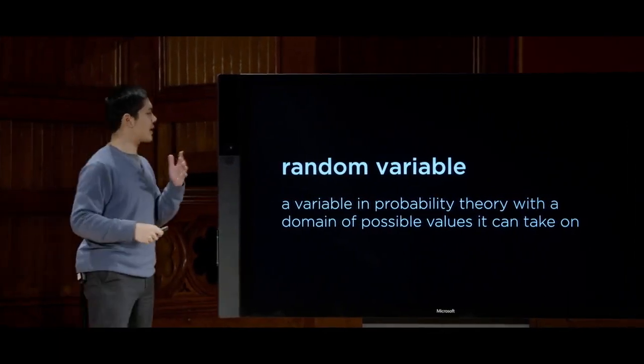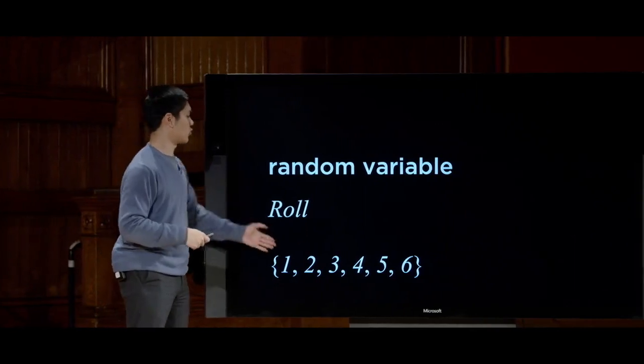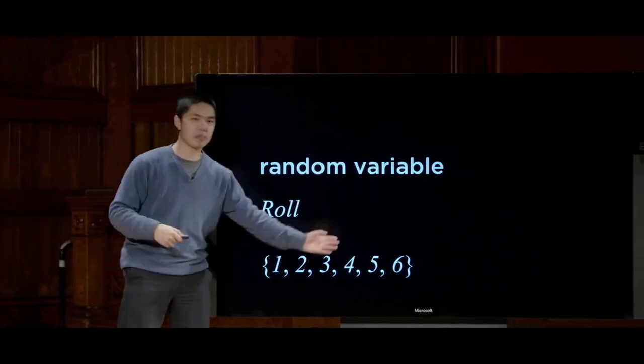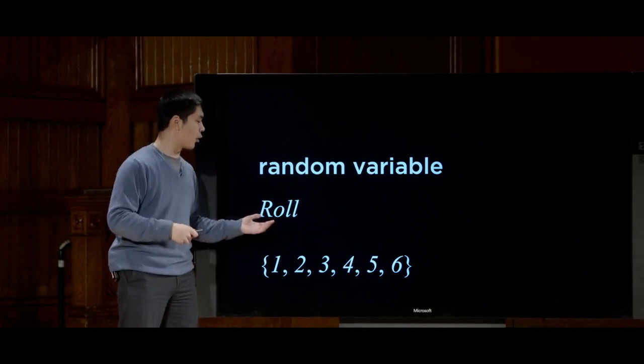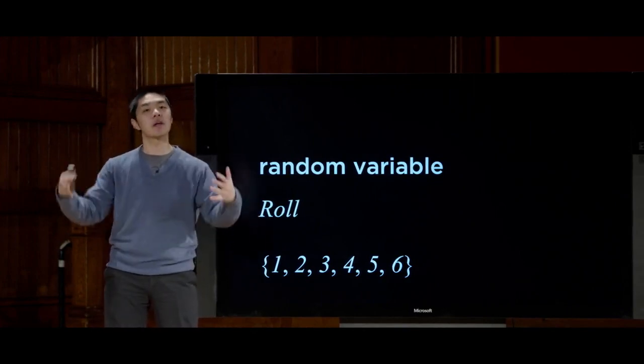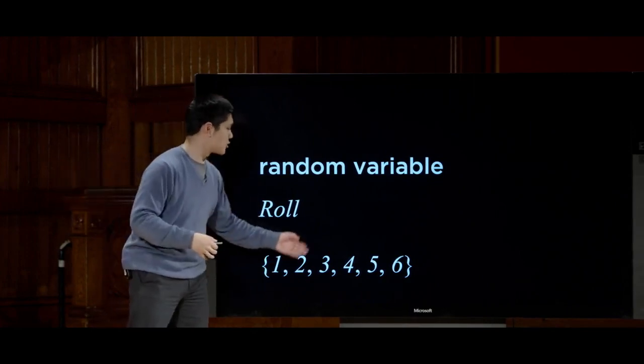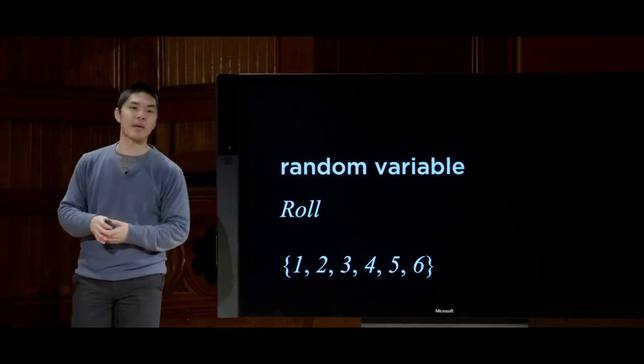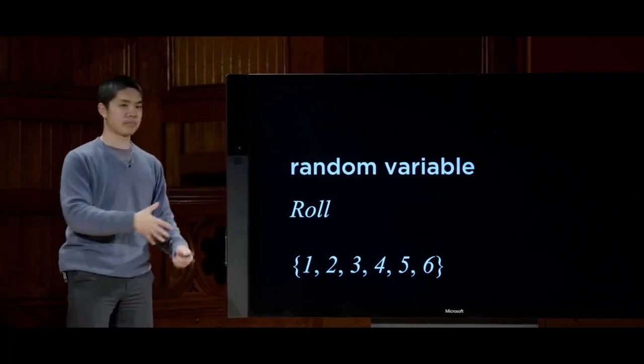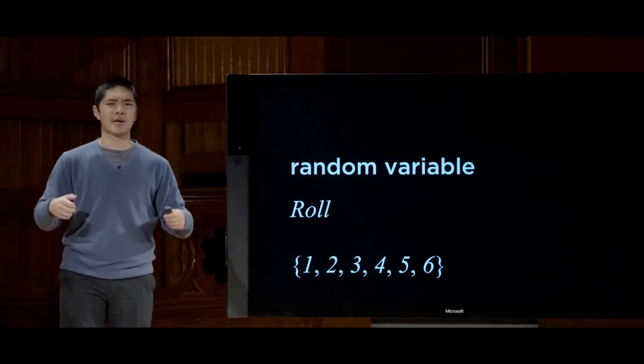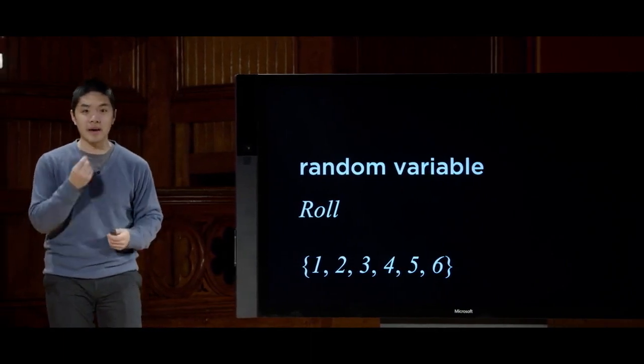Well, what I mean is I might have a random variable that is just called roll, for example, that has 6 possible values. Roll is my variable, and the possible values, the domain of values that it can take on, are 1, 2, 3, 4, 5, and 6. And I might like to know the probability of each. In this case, they happen to all be the same. But in other random variables, that might not be the case.